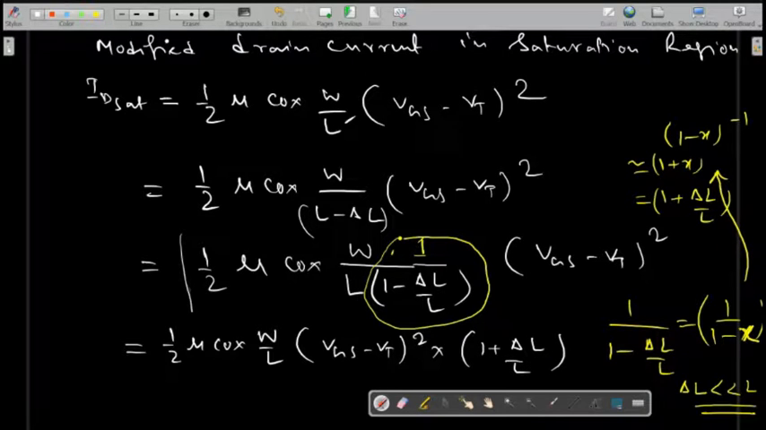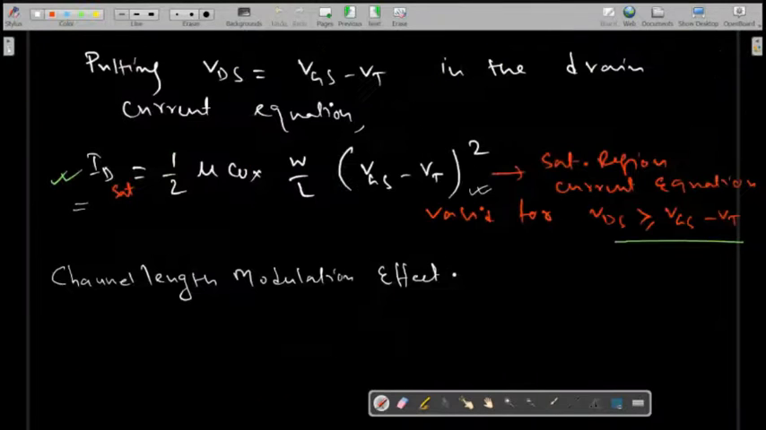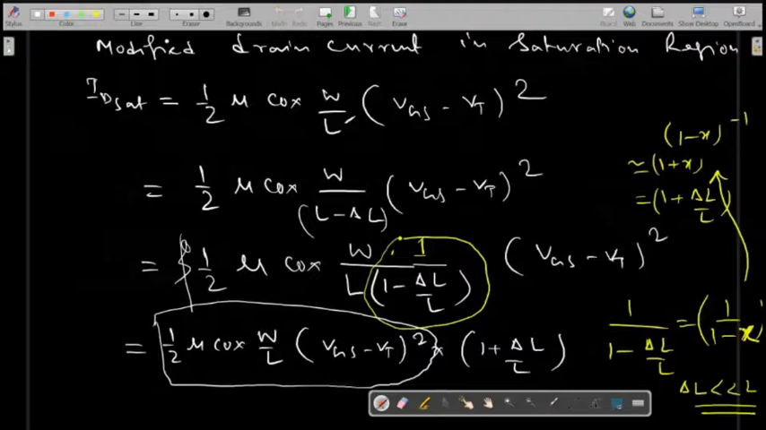Just check the first part. The first part of this equation is nothing but our previous equation. Check this one. So this is nothing but our previous drain current equation. One extra term came: 1 plus delta L by L. So this part will capture the effect of that. That means, why the drain current is not constant. It is just a function of the VDS.